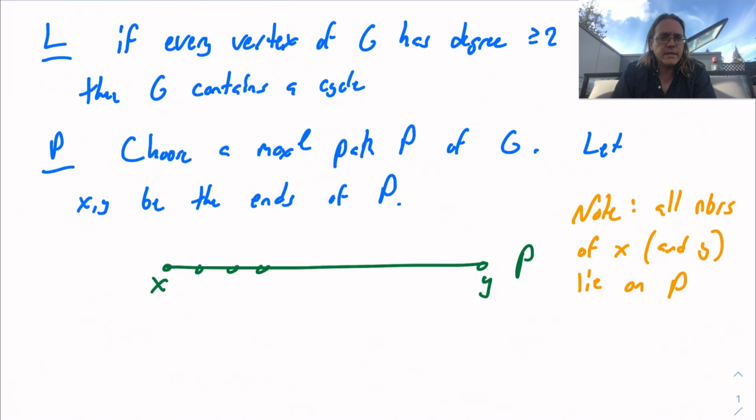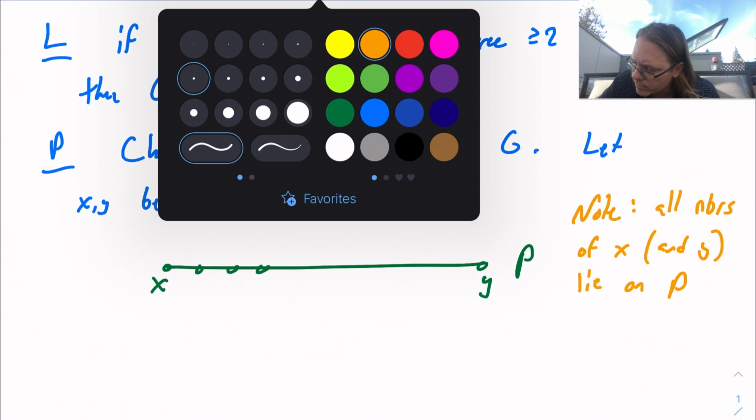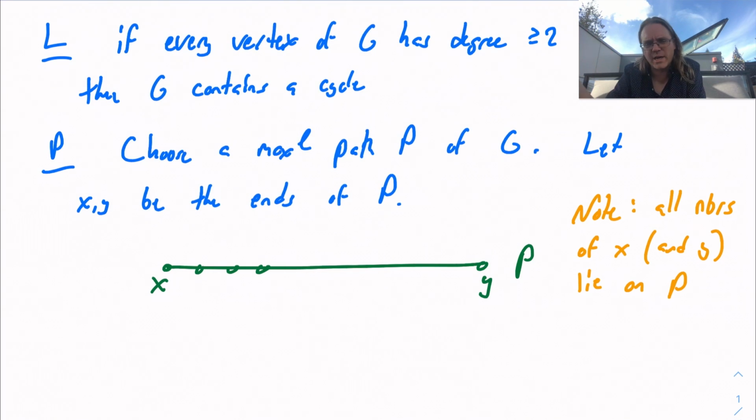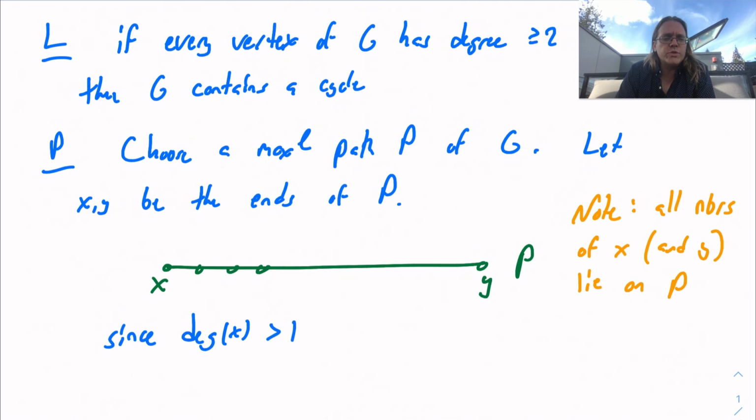Okay, and now we're pretty much done. So x only has degree 1 within this subgraph P. It therefore has to have another edge incident with it. Let's consider that edge. The other end of that edge must lie on this path P, and that gives us a cycle. I'm not going to write that much of it. There's another proof of this in the notes. This is very straightforward. Since the degree of x is bigger than 1, I can choose an edge incident with x that's not in P.